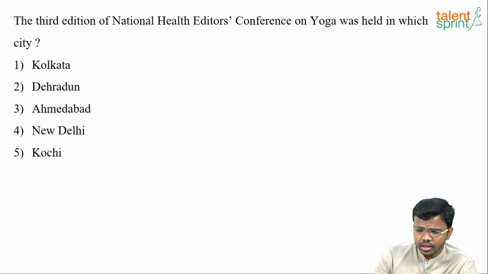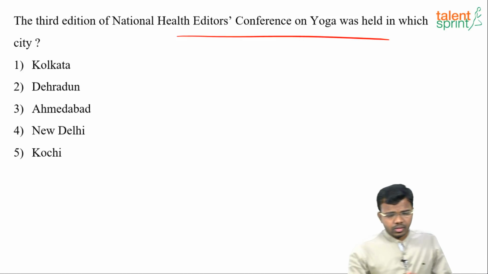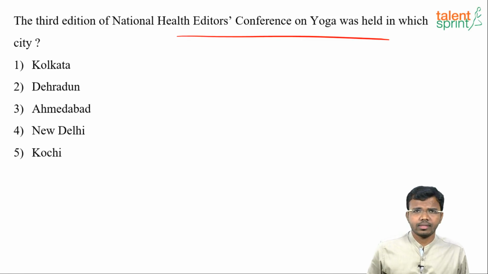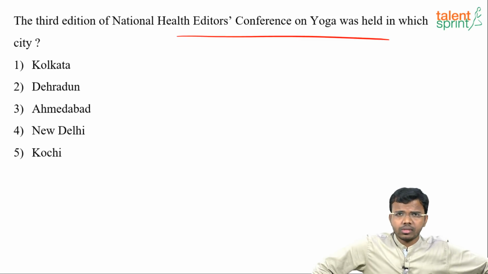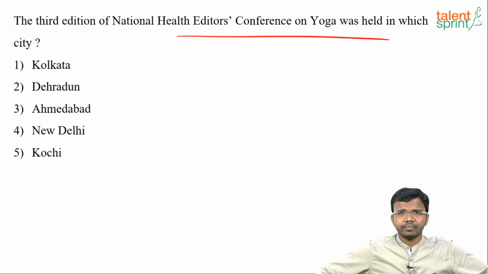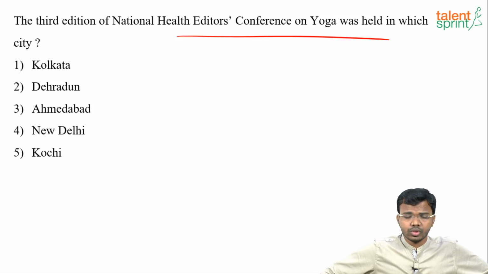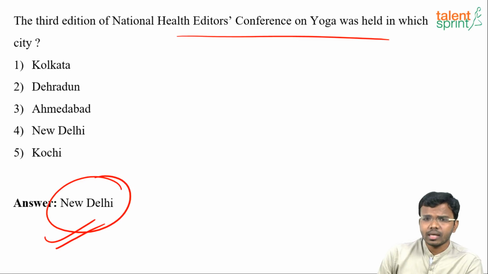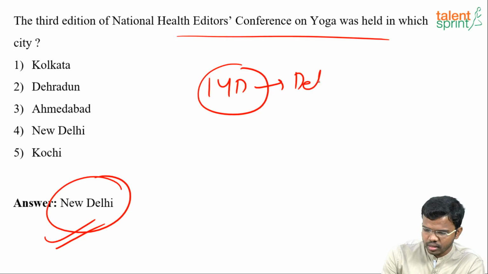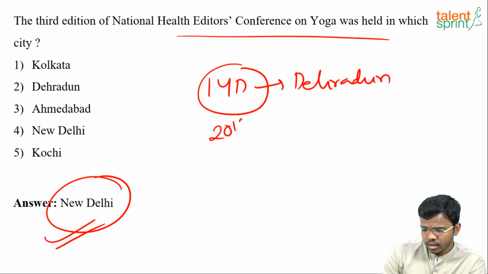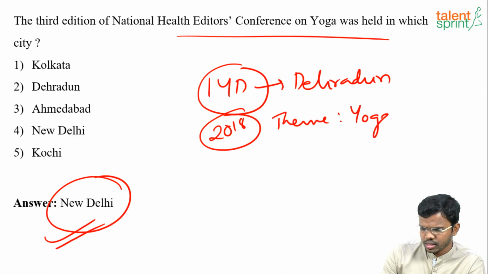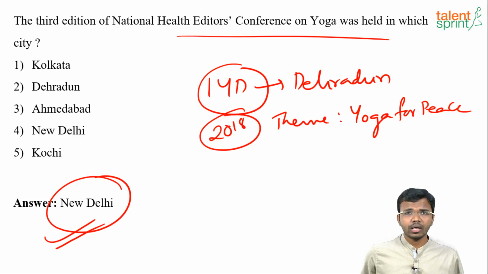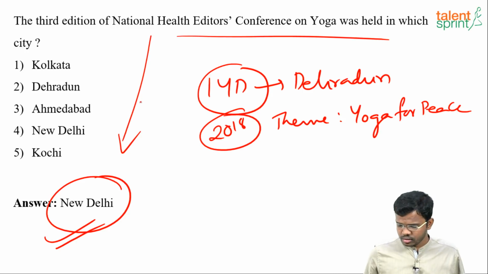The third edition of National Health Editors Conference on Yoga was held in which city? Is it Kolkata, Dehradun, Ahmedabad, New Delhi, or Kochi? These are the questions which were asked in a recent All India mock examination. Yes, PV Sindhu was the flag bearer at Commonwealth Games 2018, and Neeraj Chopra is the flag bearer at 18th Asian Games 2018. Yes, National Health Editors Conference was held at New Delhi. Somebody says Dehradun. International Yoga Day celebrations were held at Dehradun, attended by our Prime Minister. Yoga Day 2018, the theme is Yoga for Peace. This question was also asked in one of the recent GA examinations. So Dehradun is the International Yoga Day venue, and National Health Editors Conference on Yoga is New Delhi.